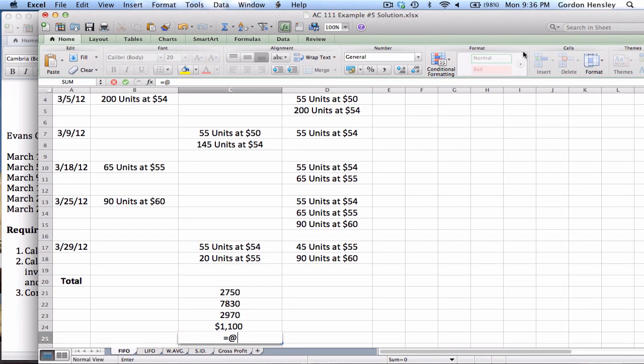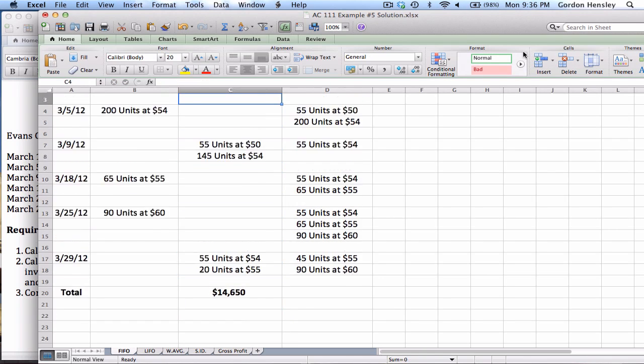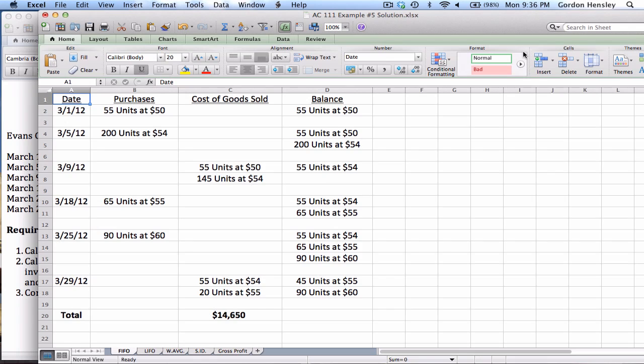And then I want to add all these units up. So that adds up to $14,650. So right here for my total cost of goods sold, $14,650. And that's just the sum total of all the units that I had under cost of goods sold. So that completes the first part of part 1 under FIFO, first in, first out. So that is one potential way to evaluate our inventory, but it's not the only way.